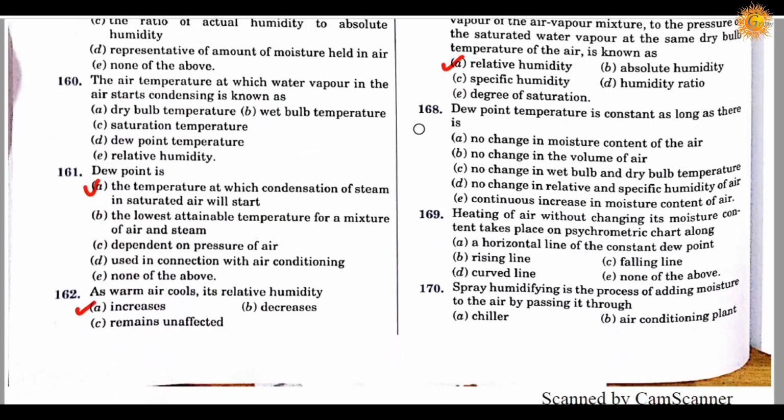Question number 168. Dew point temperature is constant as long as there is: option A, no change in moisture content of the air; option B, no change in the volume of air; option C, no change in wet bulb and dry bulb temperature; option D, no change in relative and specific humidity of air; option E, continuous increase in moisture content of air. So the correct answer to 168 is A, no change in moisture content of the air.